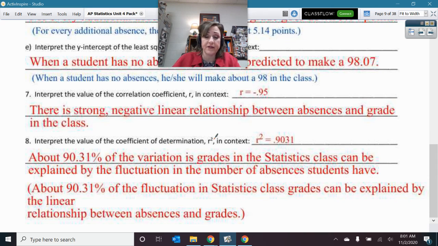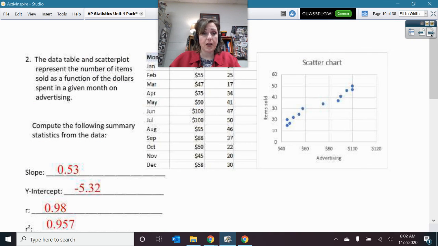Interpret the value of the coefficient of determination. It's the percent of variation that is found in the y. So about 90.31% of the variation in grades in the statistics class can be explained by the fluctuation in the number of absences the students have, or by the model itself, the linear relationship between absences and grades. You could also say about 90.3%, 31% of the fluctuation in the class grade can be explained by the linear relationship between absences and grade.